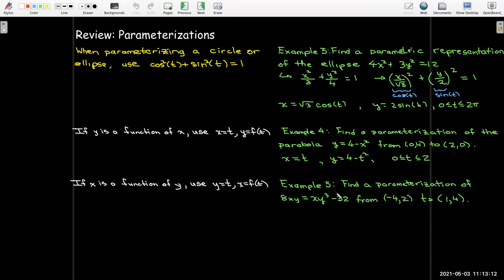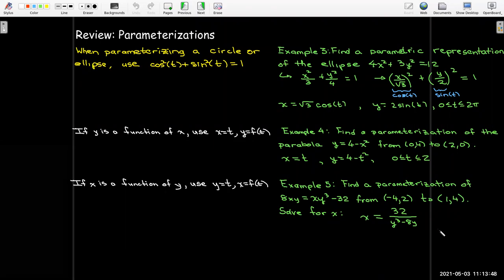So here in another example, we have the equation 8xy equals xy cubed minus 32. Now, it would be really challenging to solve this equation for y. It's a cubic equation in y. However, it's fairly straightforward algebra to solve this for x. So that'll be our first step. So now we can see that x depends on y. y is the independent variable. I'm looking at the y value now. It goes from 2 to 4.